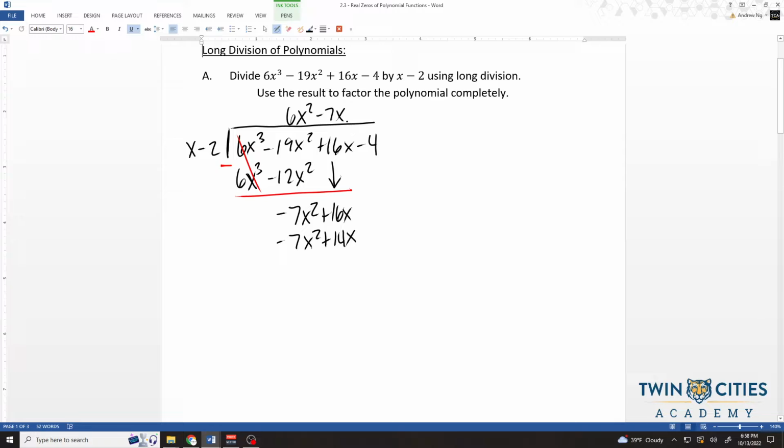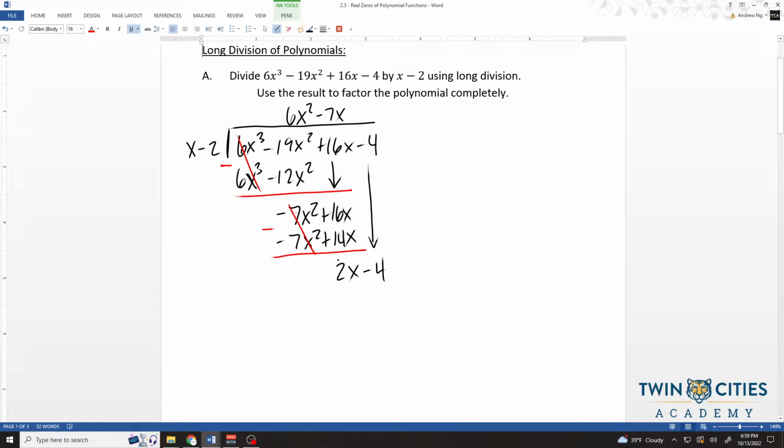And then I'm going to subtract. So this is step 3. What you'll notice again is these are exactly the same. Those need to be, so they'll subtract out. What are you left with? 16x minus 14x is 2x. And bring down or drop down the next term. So dropping this down, and the whole process starts again.